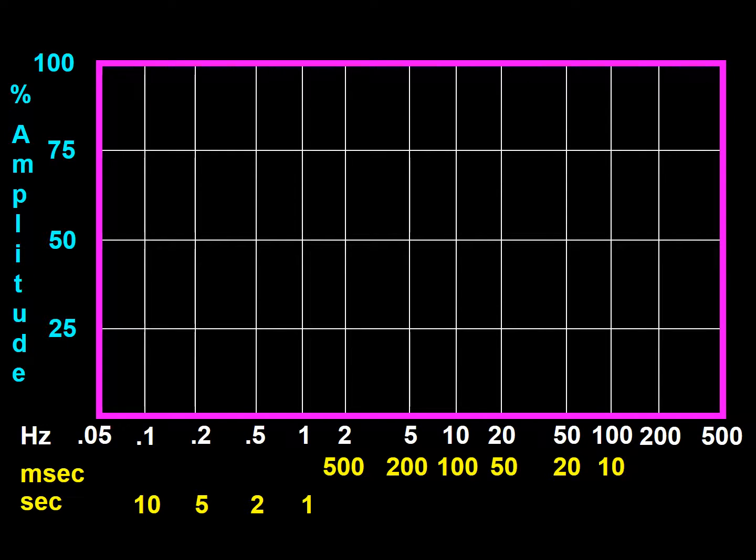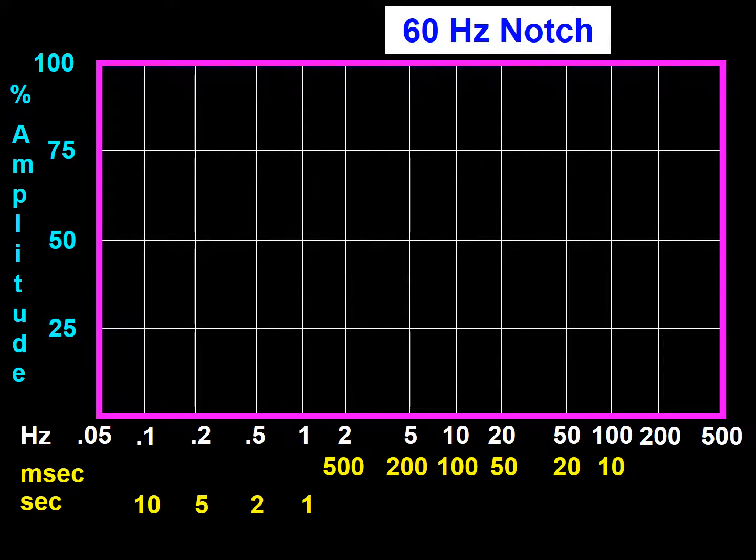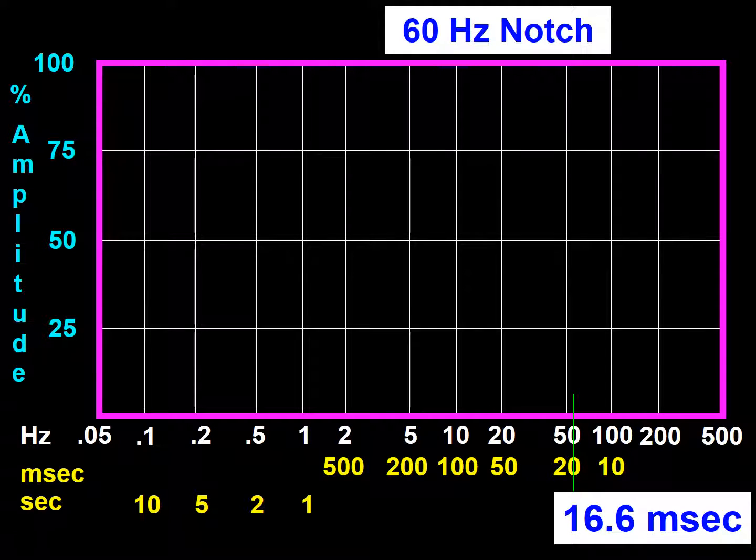Going back to the chart that I have so often used in this talk to illustrate the effects of filters, I will bring it back in order for me to show you the effects of 60 Hz notch filters. A 60 Hz notch filter affects activity of about 16.6 milliseconds.